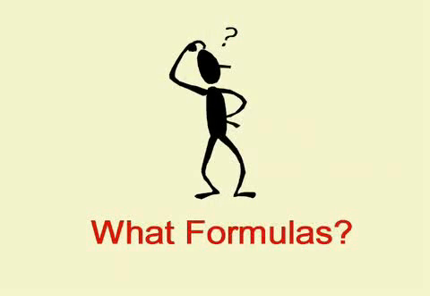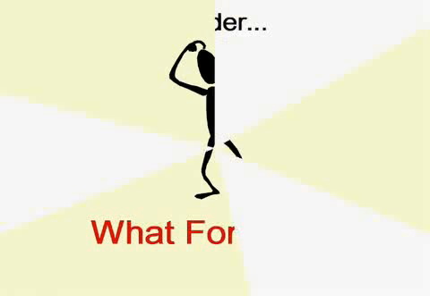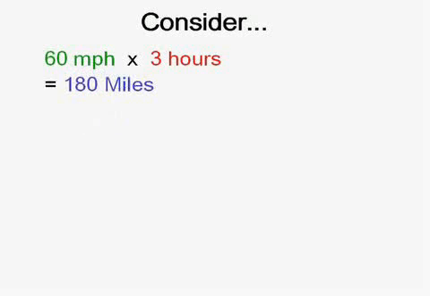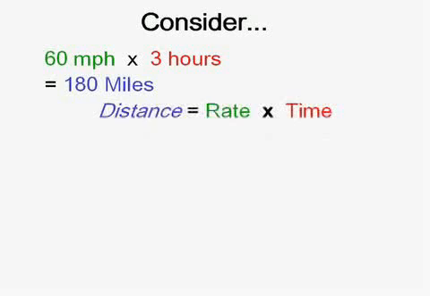Oh, I guess I have to tell you those formulas. I bet you already know them, though. Consider, if you drove 60 miles an hour, that's a rate, for 3 hours, wouldn't you have gone 180 miles? I think you already know that distance equals rate, or speed, times time.